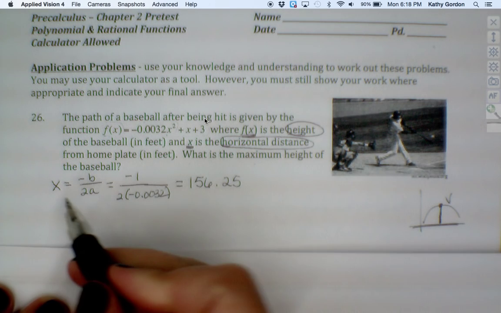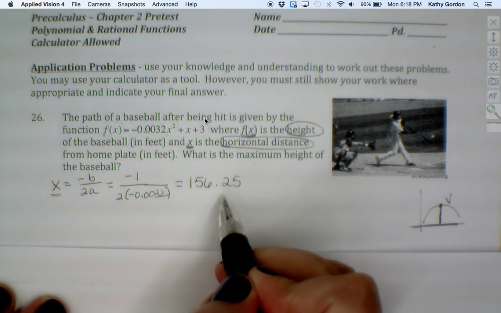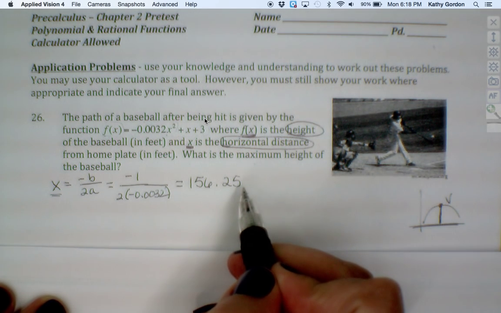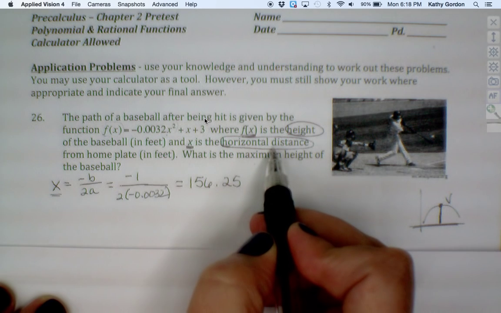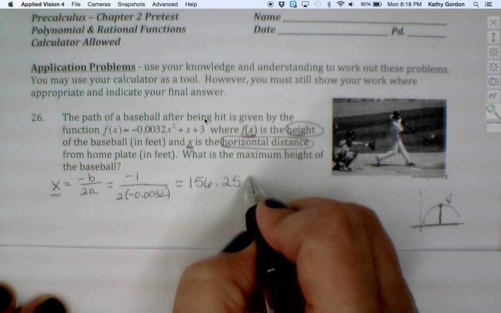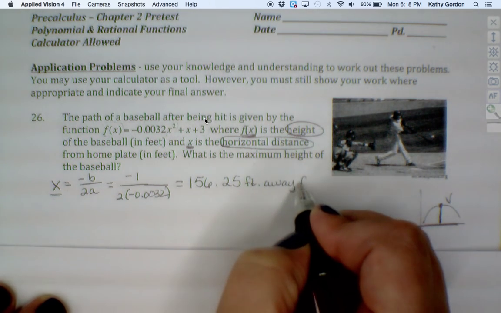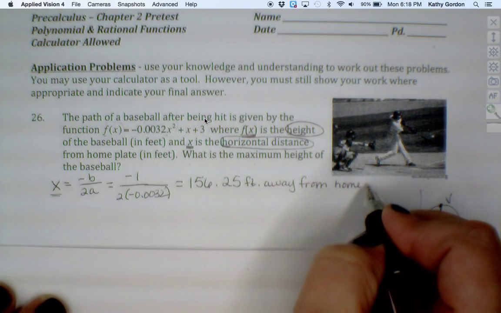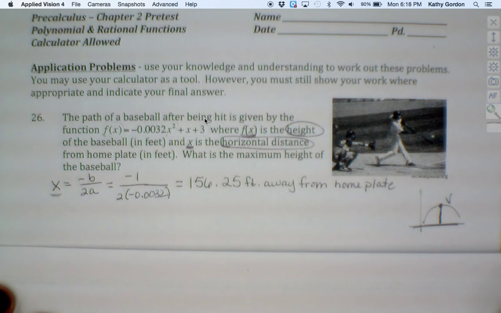Now again, what did x represent? Is this the answer we're looking for? Is 156.25 feet the maximum height of our baseball? No, x was the horizontal distance. So this represents feet away from home plate. This does not represent what we're looking for yet.